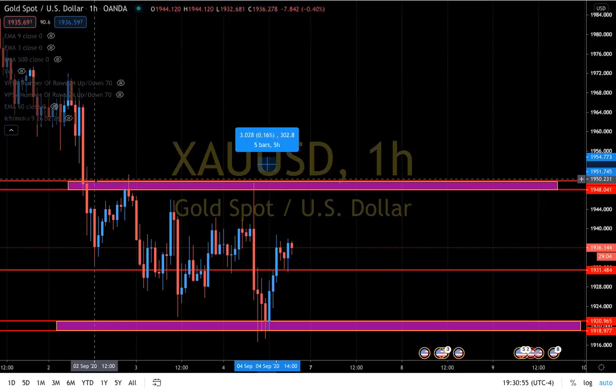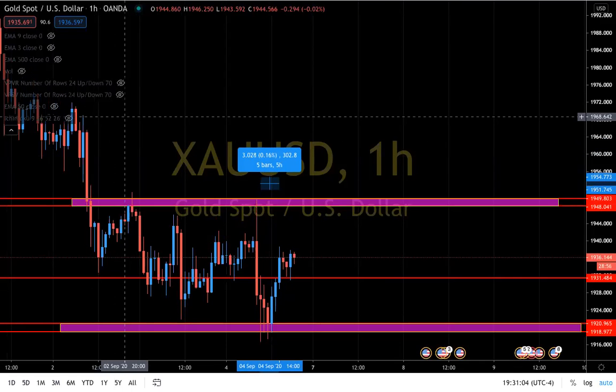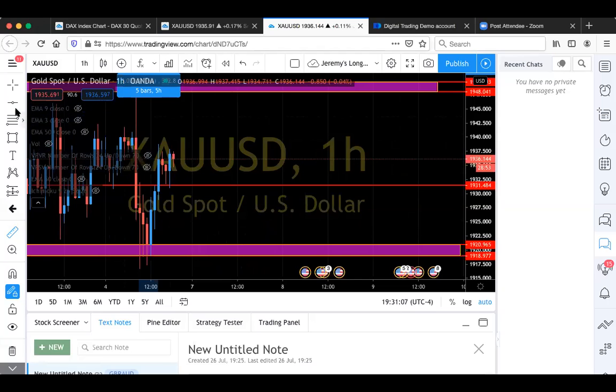I wonder if from the bottom of here to this wick is 30 pips, because that'd be an easy little trade too, if you do it from there. Okay, so yeah, we're gonna do 30 pips from there.